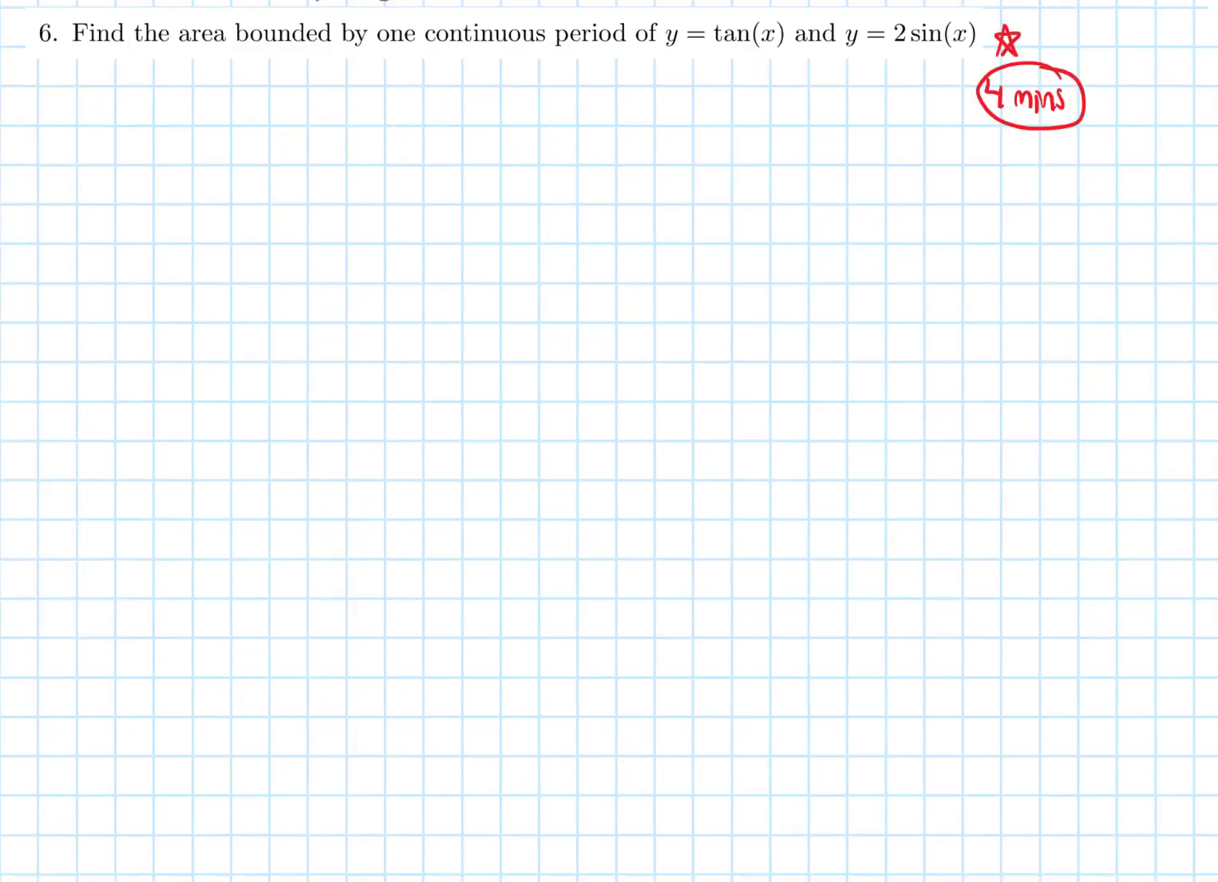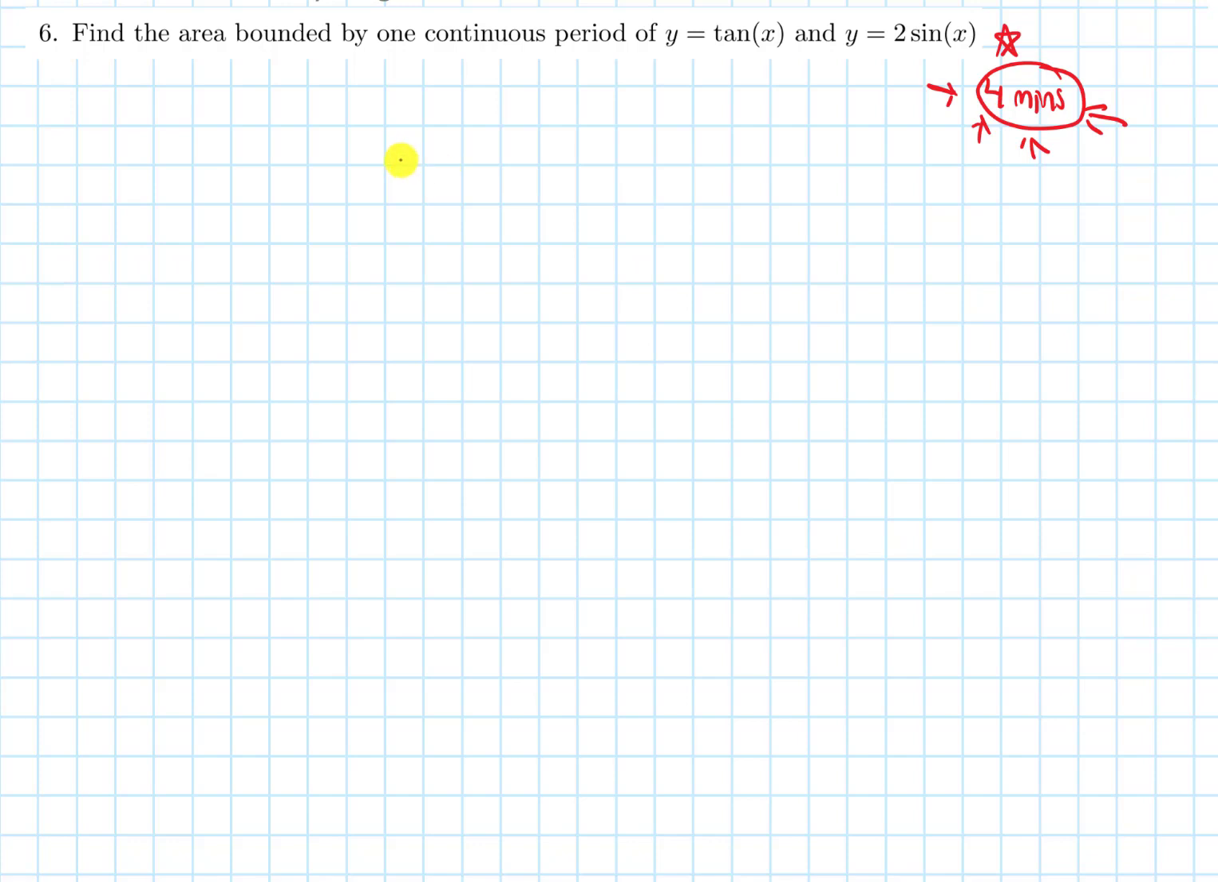All right, let's look at another example. So this one wants me to find the area bounded by one continuous period of y equals tangent x and y equals 2 sine x. First, pause the video for 4 minutes to try this. Pause it and try it for 4 minutes.